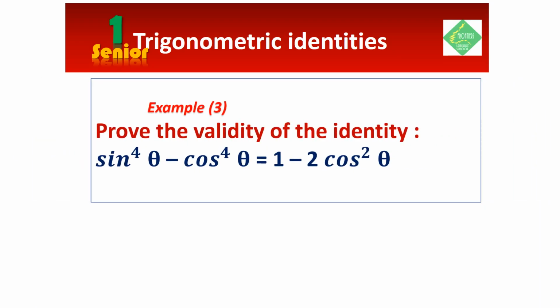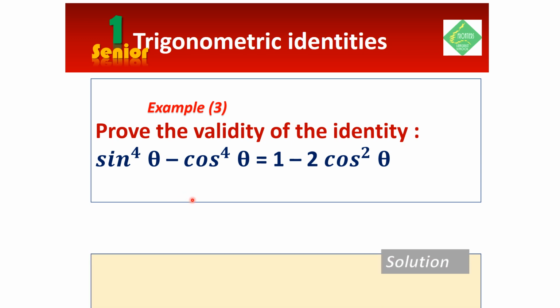Let's see example 3. Prove the validity of the identity sine power 4 theta minus cosine power 4 theta equals 1 minus 2 cosine square theta. First of all, I see here, yes, power even, and here the same power even, so it is a difference between two perfect squares. Let's work at the left hand side.